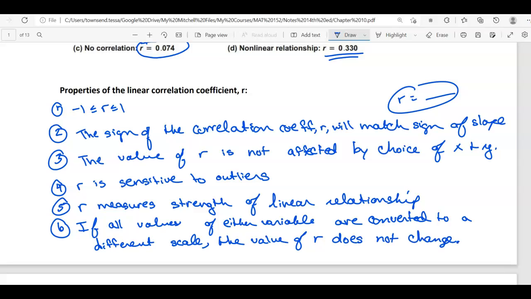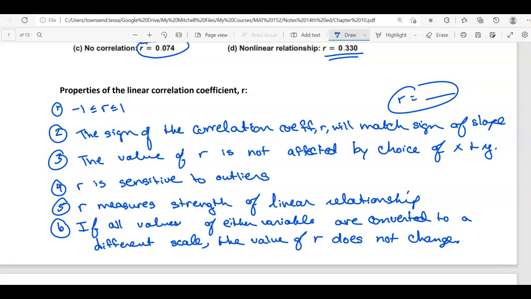So sometimes if you're reading a research paper or you're looking at some data, sometimes what will happen is they'll take the logarithm of all the X values or the logarithm of all the Y values. Usually it's the Y values. X is usually with respect to time. If we do that, that's fine.